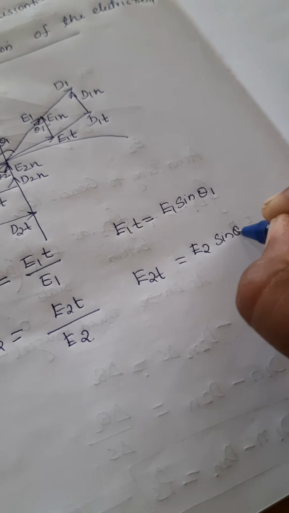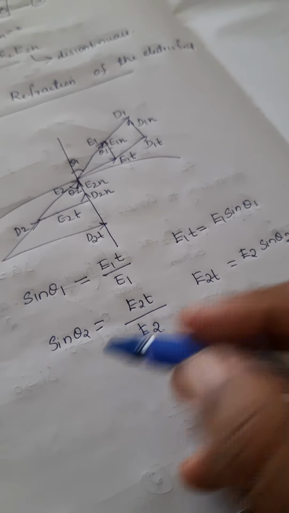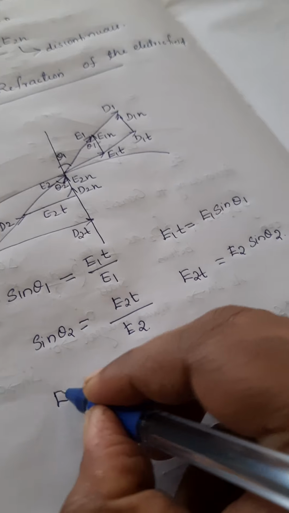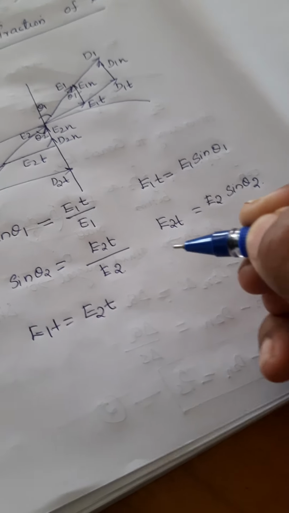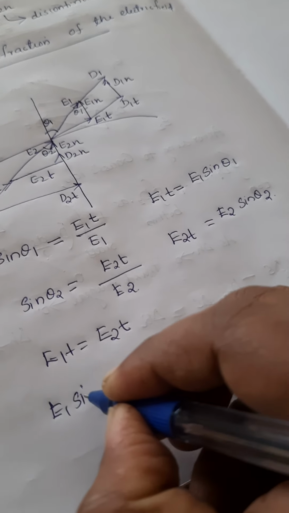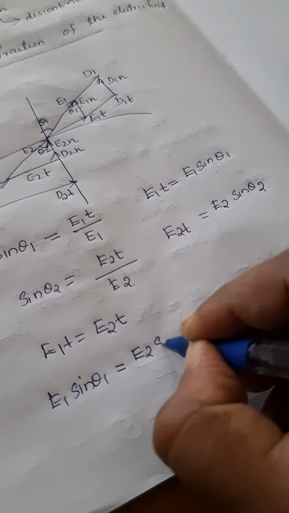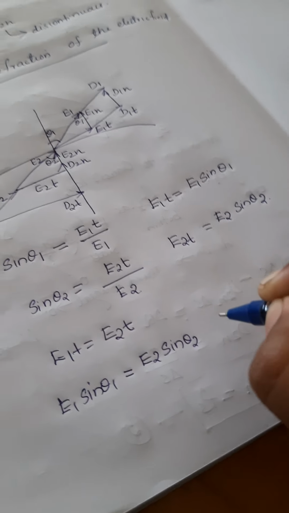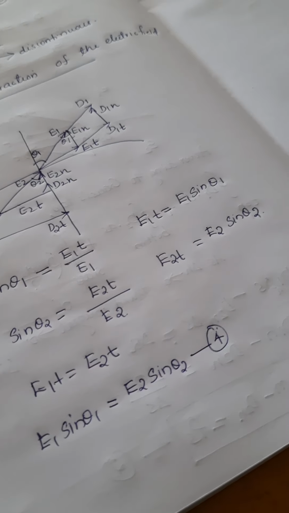Now we know that the tangential components of the electric field intensities in the two medias will be equal from equation 1. E1t will be equal to E2t. So from this we can substitute: E1 sin theta 1 will be equal to E2 sin theta 2. And this we keep as equation number 4.